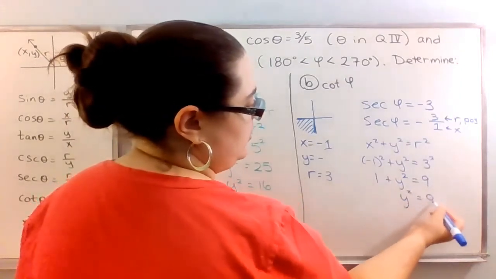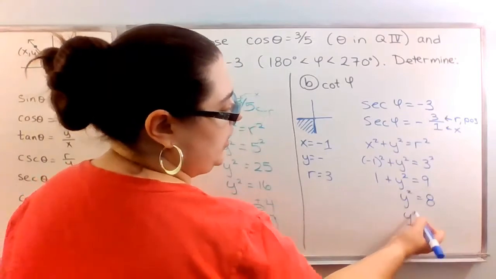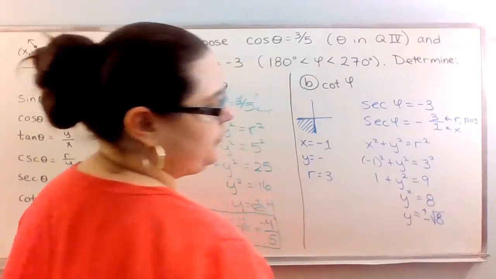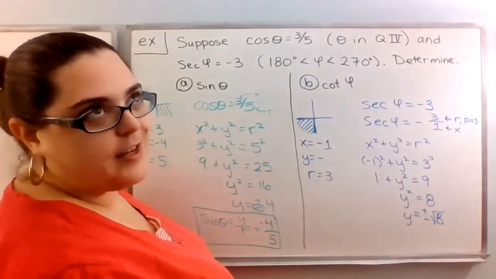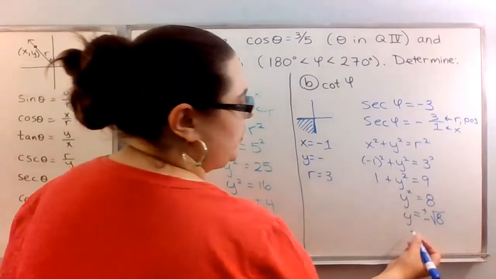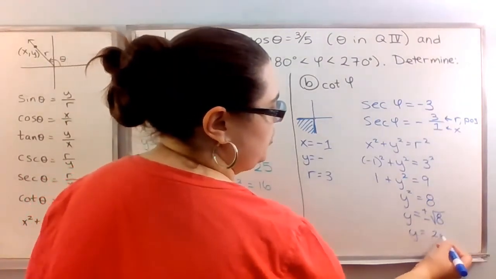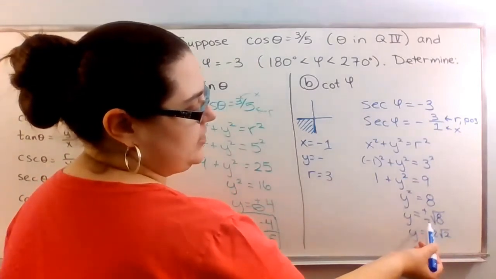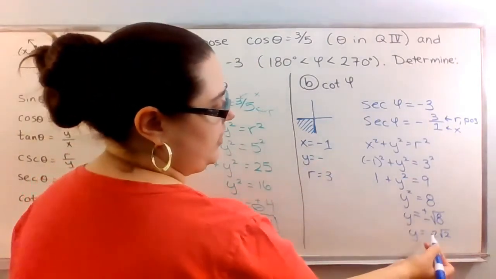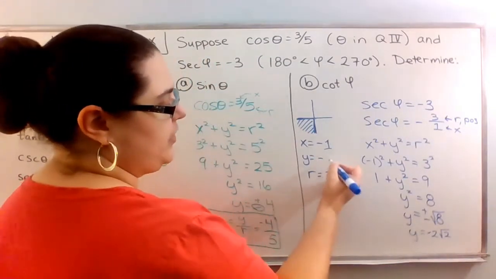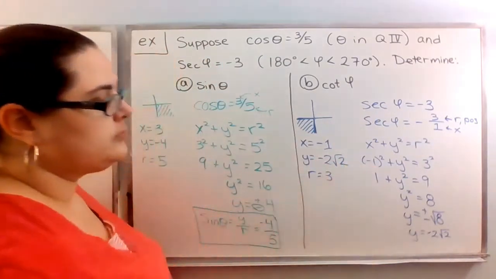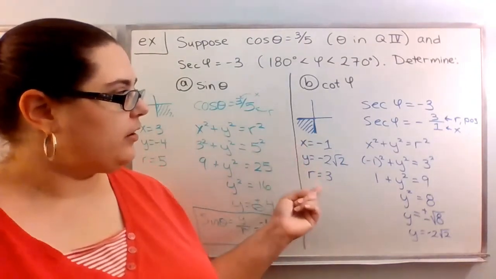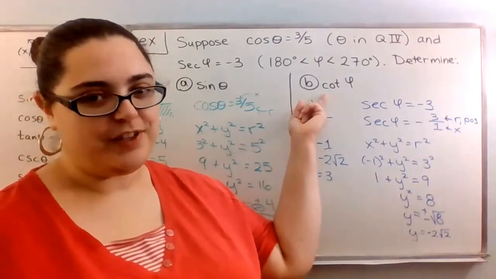Y squared is 8. And so y is plus or minus the square root of 8. Now the square root of 8 has a perfect square factor of 4. So we can simplify that to be 2√2. Sorry for my squeaky marker. And because it is negative, we're going to have the negative square root. So we have negative 2√2. All right, so that's how we find our values for x, y, and r. Now we just have to find cotangent of phi.